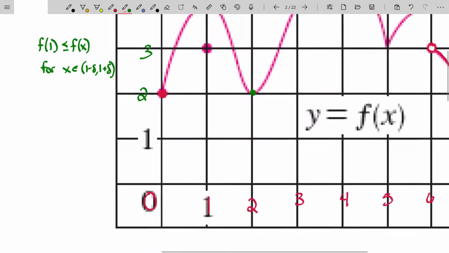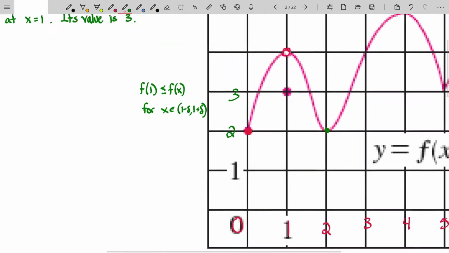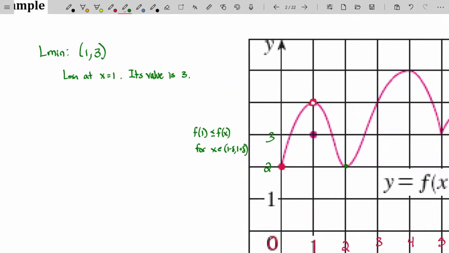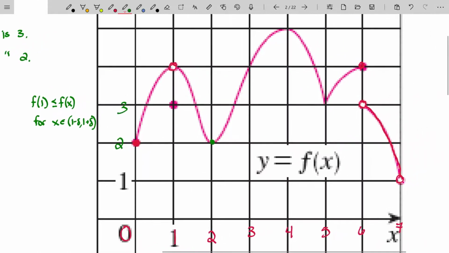So we have a minimum at 2. So local mins, we have another one at 2 comma, and the y value is 2. So again, local min at x equals 2, its value is 2. Now I keep moving to the right, and you can see it's just climbing. None of these are maximums until you get to this point right here.